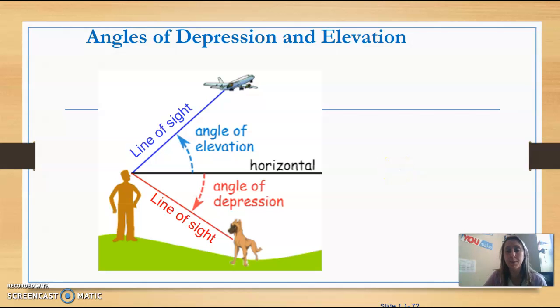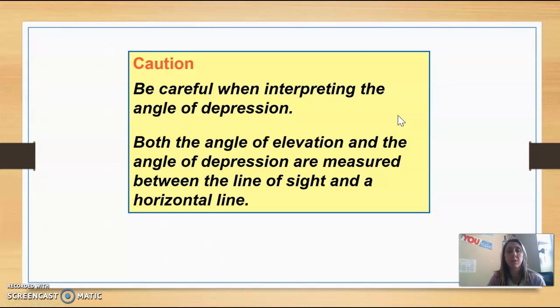Go ahead and hit pause. I'm going to move on. Hit pause and get this in your notes. Okay, so we are going to do some work with this. It says be careful when interpreting. It says the same thing.